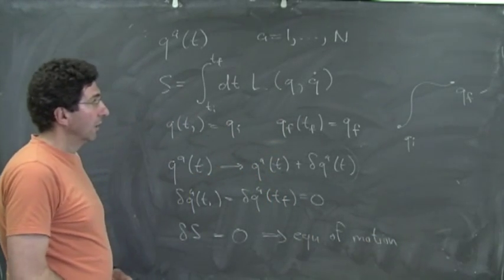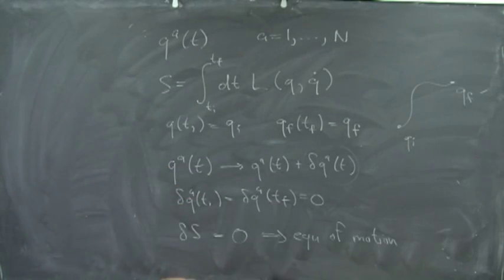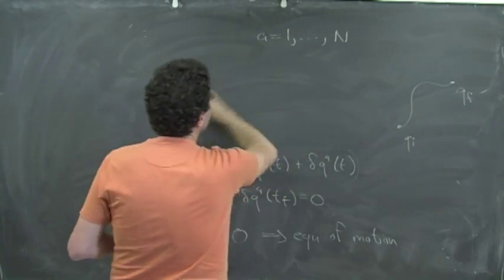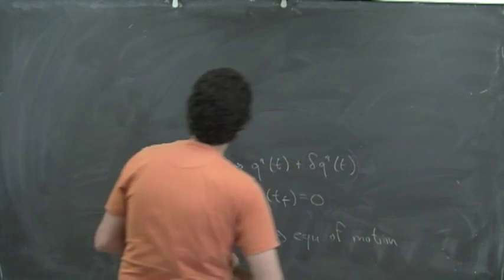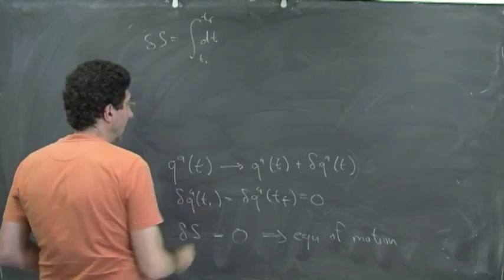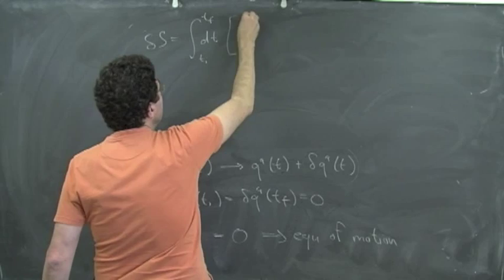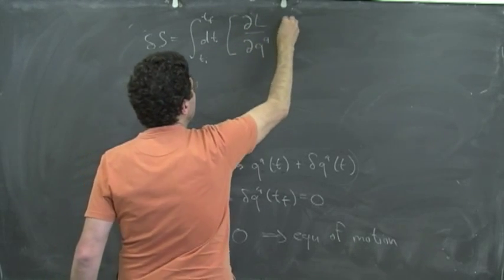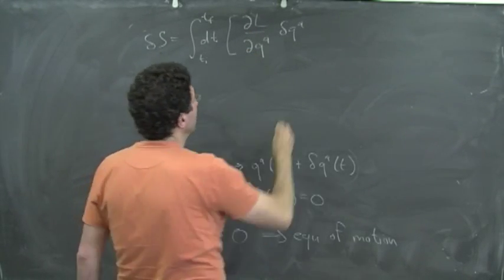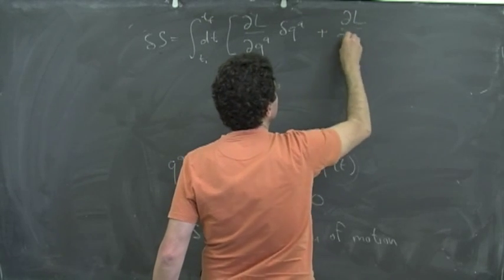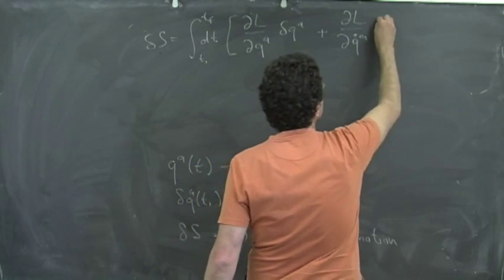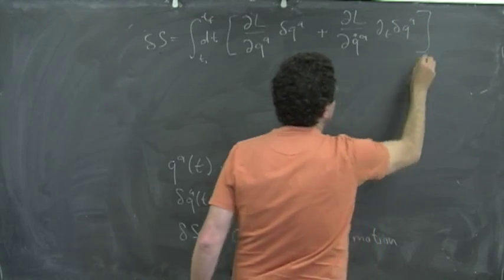Okay? All right, so let's just do it. Let's write out what that is. What is delta S? Okay, so we go from t initial to t final. Well, the Lagrangian depends on q_A. So there's a linear term in q_A, which comes from the dependence of the Lagrangian on q_A. And then there's another term which comes from the dependence of the Lagrangian on the derivative, and this just gives us a delta of q_A dot.